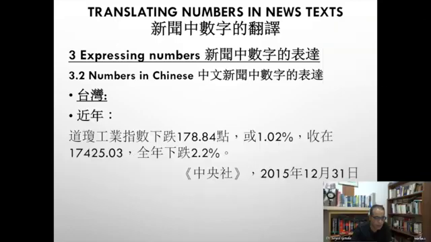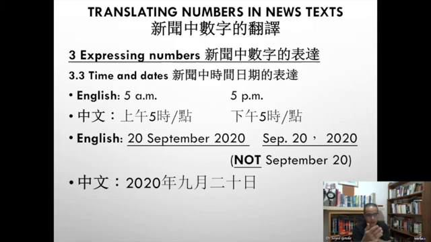The time and dates. In English, for example, if we say 5 a.m., in Chinese it would be 上午5时 or 上午5点. For the dates in English, you can use the British style or the American style. British, they start with the day, then the month, then the year. In the American style they use the month first, then the day, then the year. Both correct, but the Chinese always use the year first, then the month, then the day.